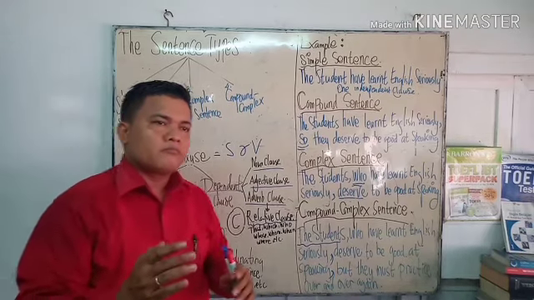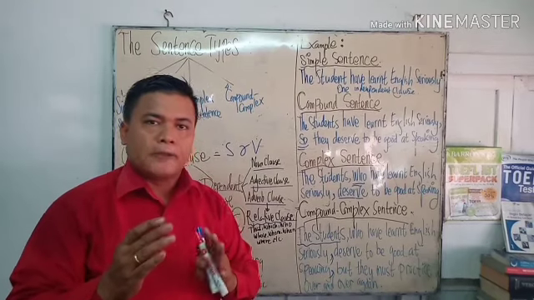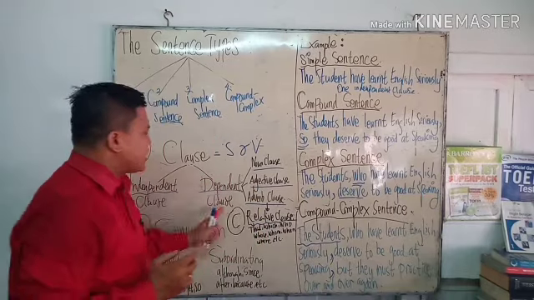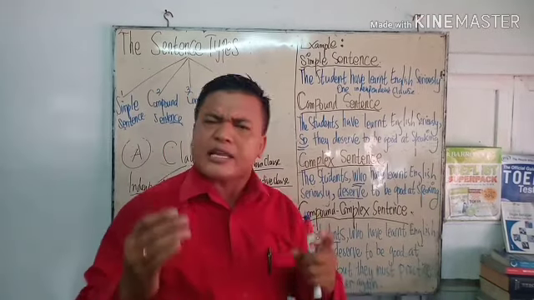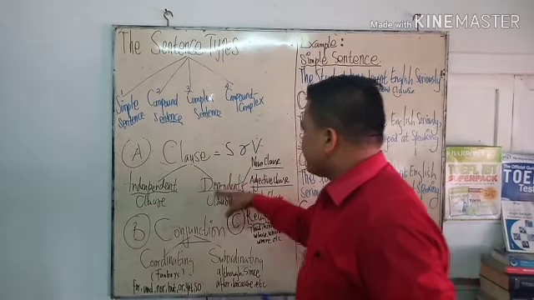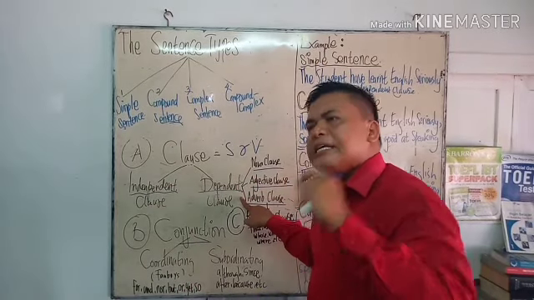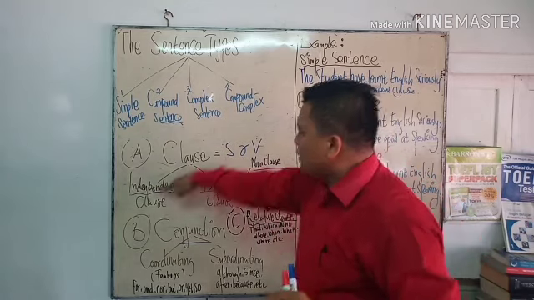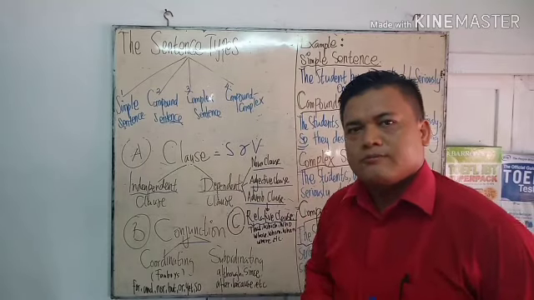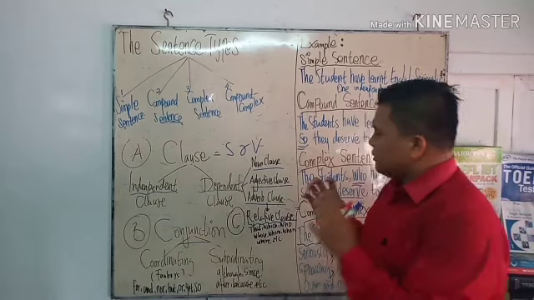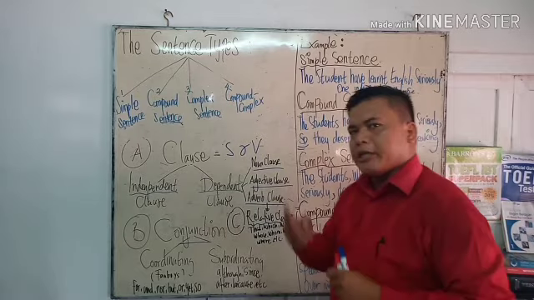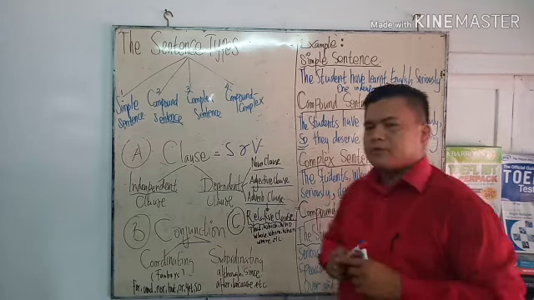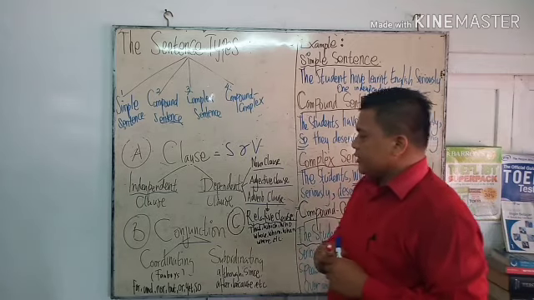Independent clause, it can stand alone. So what about dependent clause? Dependent clause, it cannot stand alone. If we make a sentence with only a dependent clause, automatically it cannot be understood. It should be combined with an independent clause. So dependent clauses can be categorized into 3, namely noun clause, adjective clause, and adverb clause. Right? Okay.